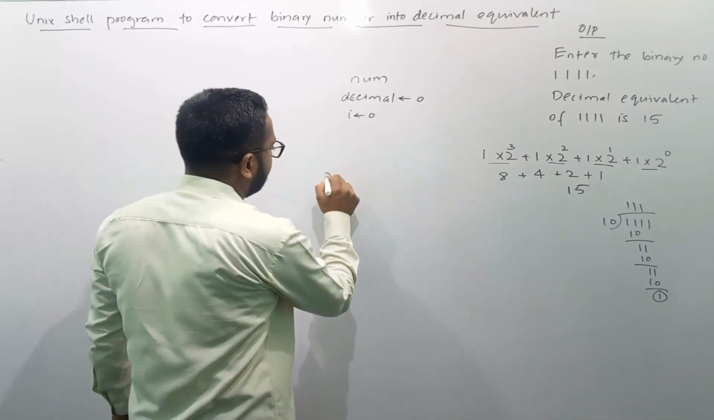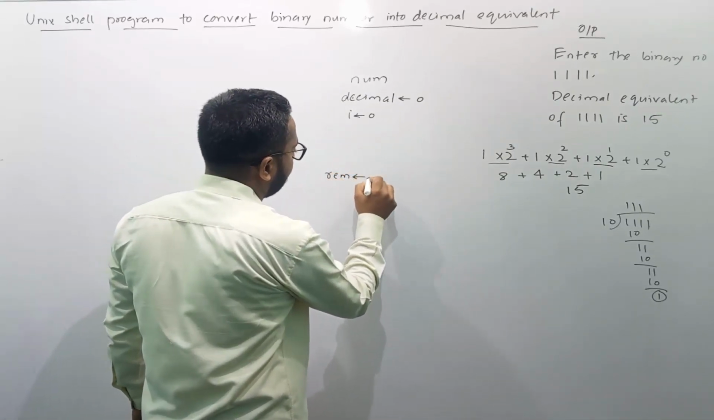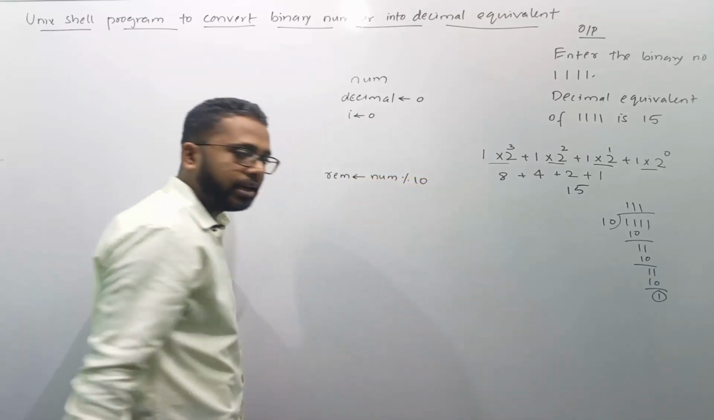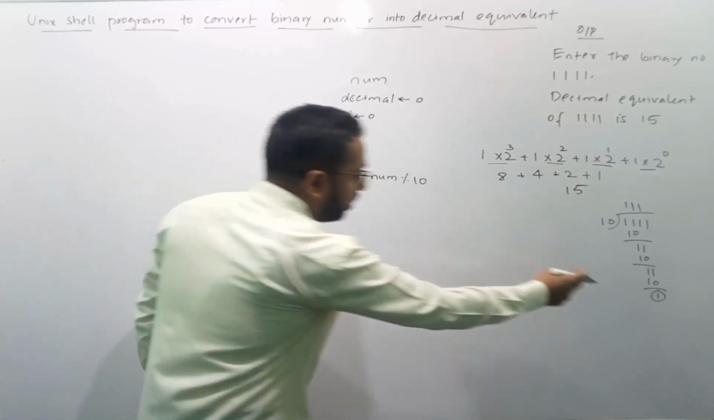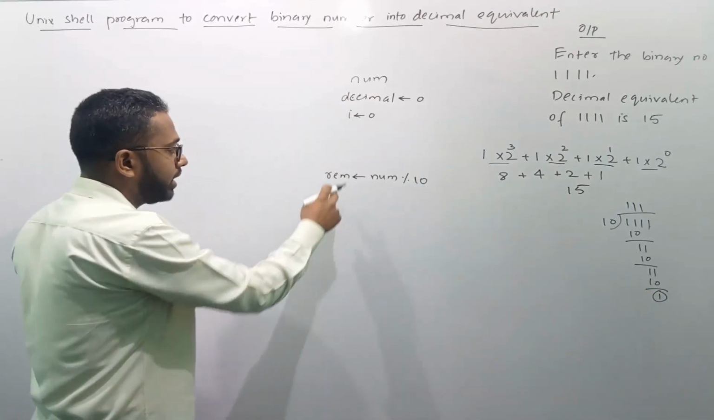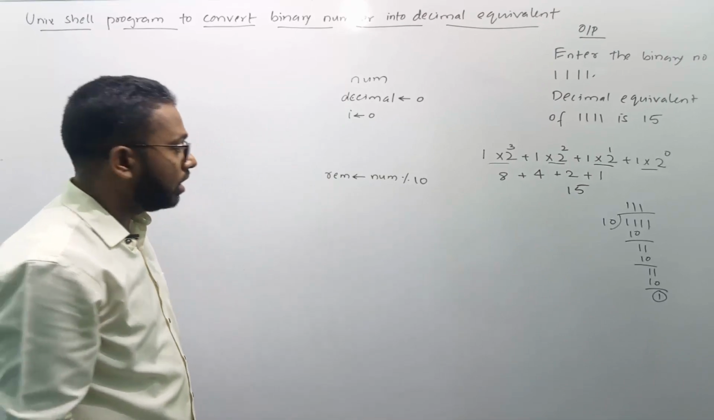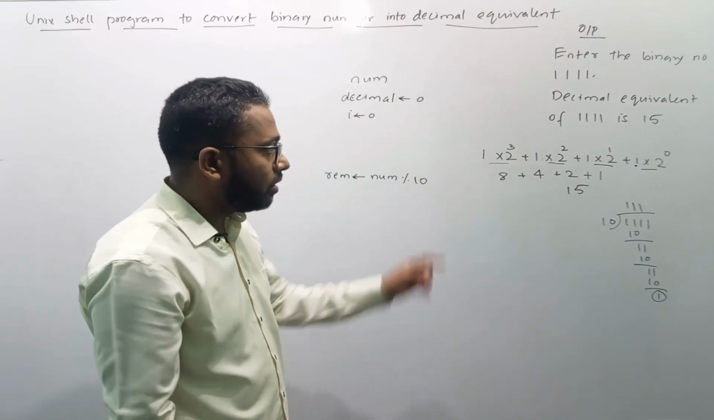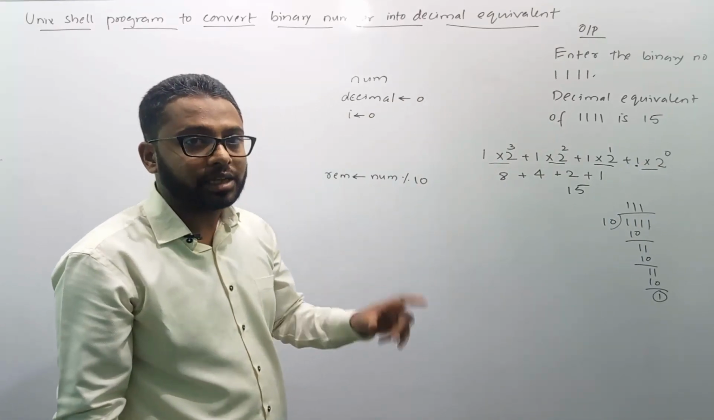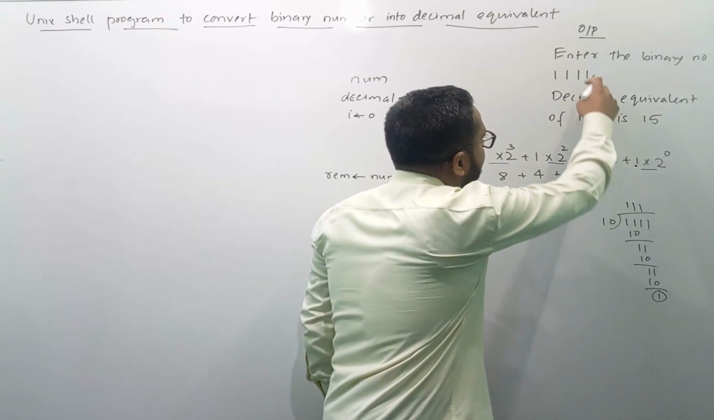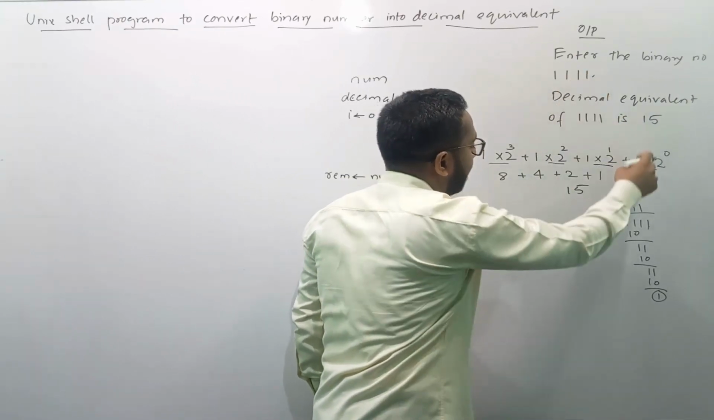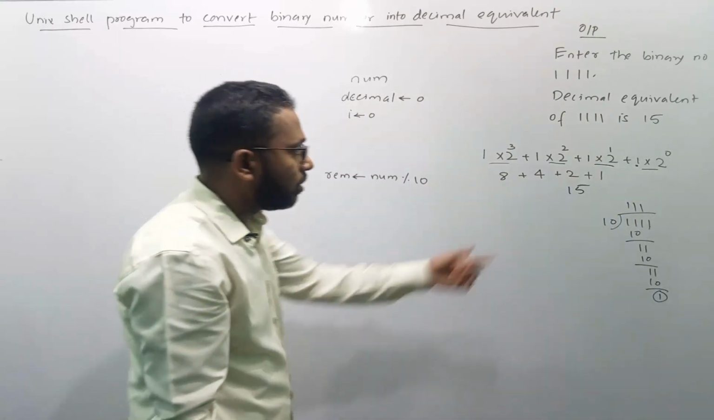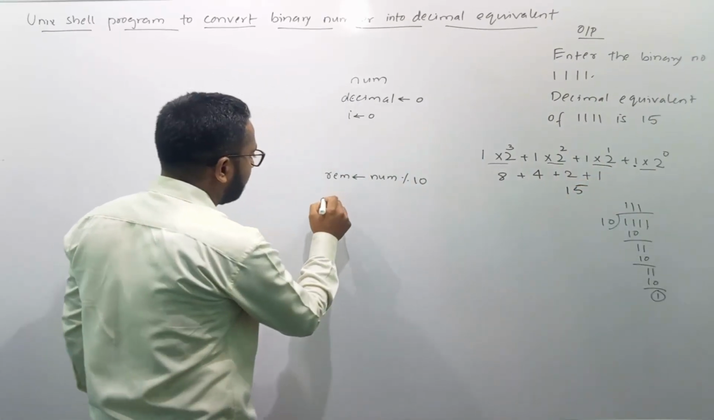I will find out the remainder. Remainder is equal to num mod 10. I will get 1 as a remainder, and that 1 gets stored inside the remainder variable. So this is that remainder 1. Now here we are at the first step. We will take this digit from the entire number, and we need to multiply this 1 with 2 raised to 0.